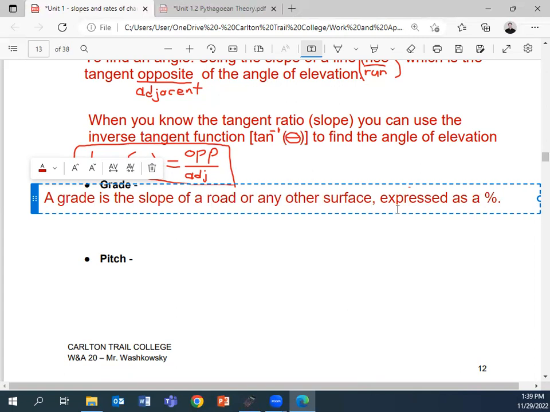So if you're on a really steep road, they use it as a percentage. So if you're on like a 7% steep road, it doesn't sound like a lot. That is terrifying.